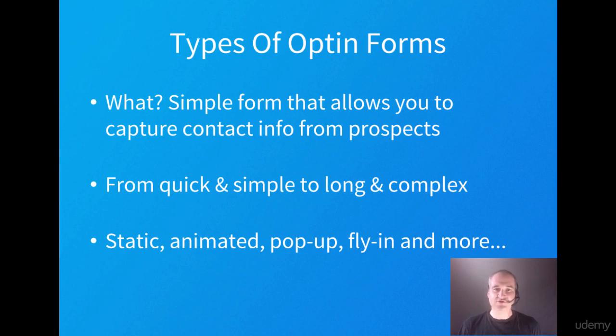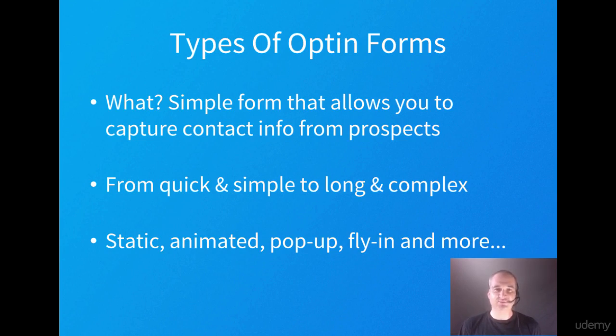Now, as to the types of opt-in forms, as mentioned, there's lots of them out there. Again, what is it? It's just a simple box. It's got some fields where people can enter the information that you ask them to enter in order to get your free product. They can be very short and simple, or they can be very long and detailed. Some people request name, email address, physical address, phone number, all sorts of other information. Some are very, very short. Just enter your email here.